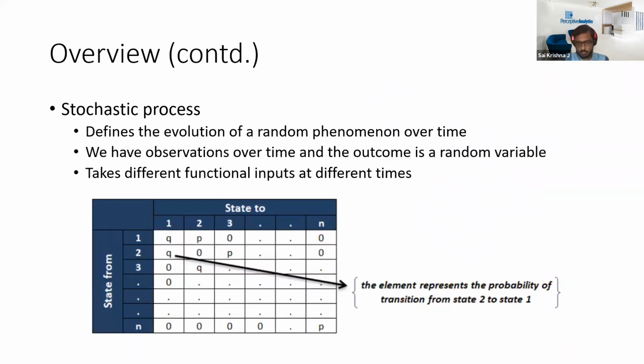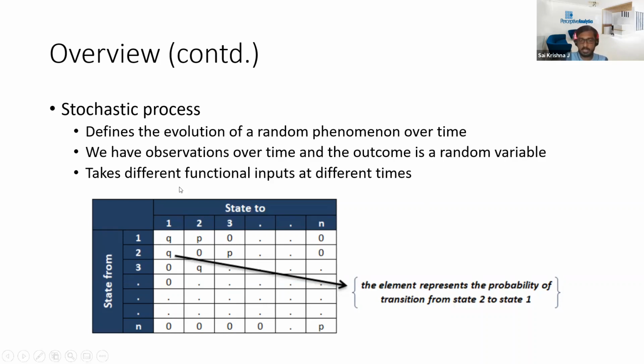So this Markov chain process is what we call a stochastic process. Basically, a stochastic process defines the evolution of a random phenomenon over time. What does that mean? We will have observations over time, and the outcome is a random variable. This also takes different functional inputs at different times.